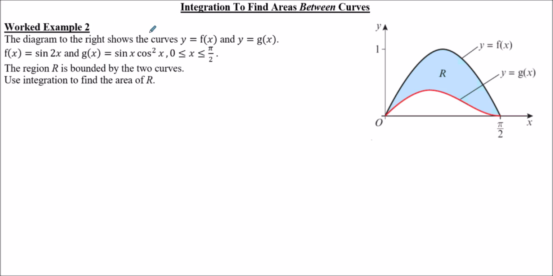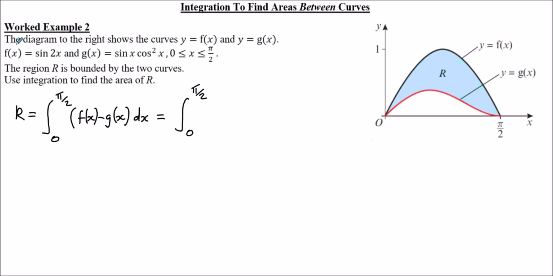So using the result which we've just seen, we can hopefully now see that this area is going to be the integral between pi over 2 and 0 of f of x minus g of x with respect to x. So f of x first is sine 2x, and g of x, which we're subtracting off, is sine x cos squared x.